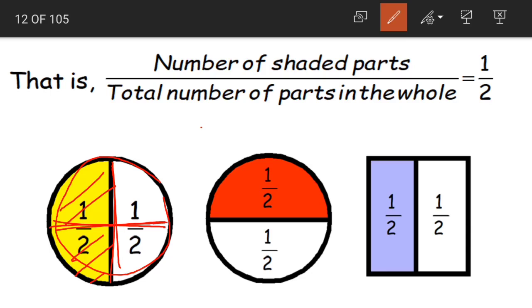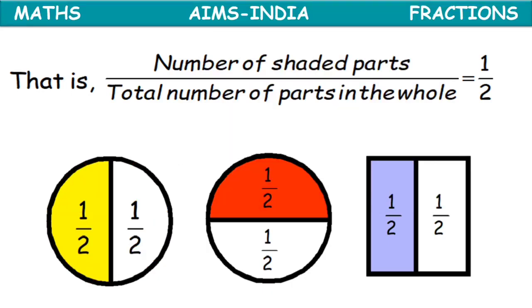So the number of shaded parts is 2, divided by the total number of parts: 1, 2, 3 and 4. So 2 by 4 becomes the fraction to represent the shaded part here. Understood? Given any fraction, in the coming classes we will be given a few shaded regions like this and we have to write the fraction for it.